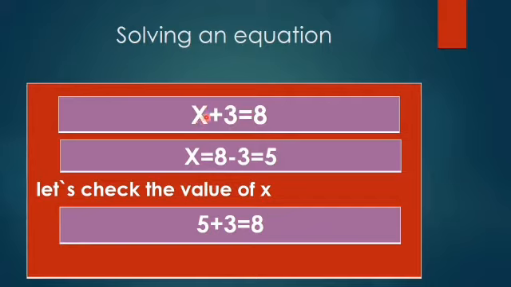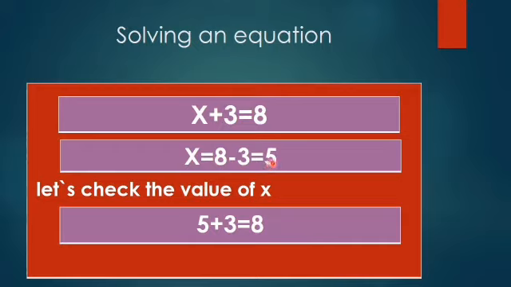We want the value of x, so the remaining part, plus 3, we convert from the left hand side to the right hand side. Then plus 3 becomes minus 3. If you transpose from left to right, plus 3 becomes minus 3. Then x is equal to 8 minus 3, since 8 always lies on the right side. 8 minus 3 is 5. Then we get the answer x is equal to 5.